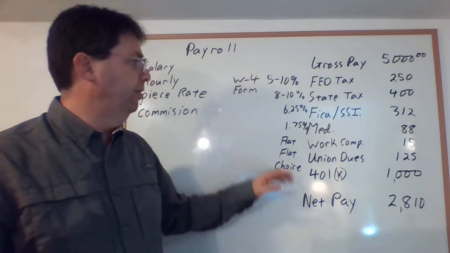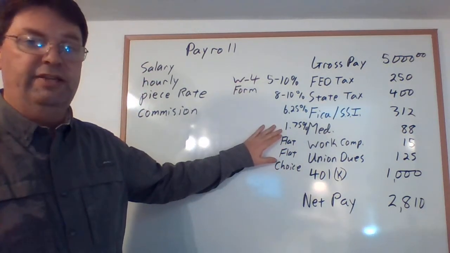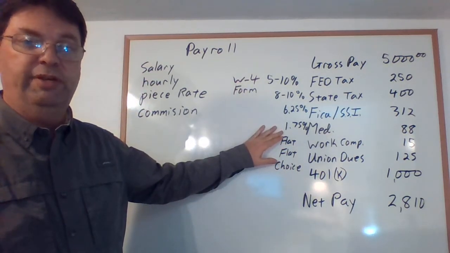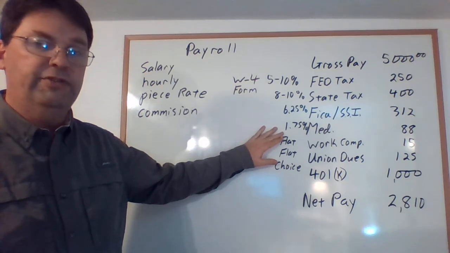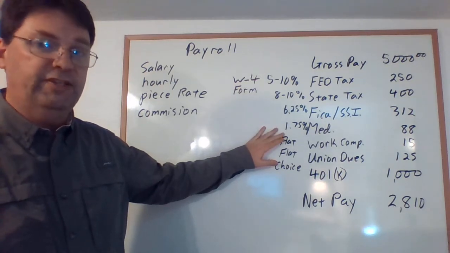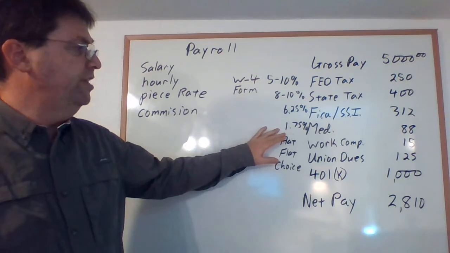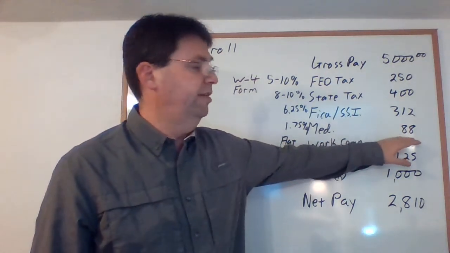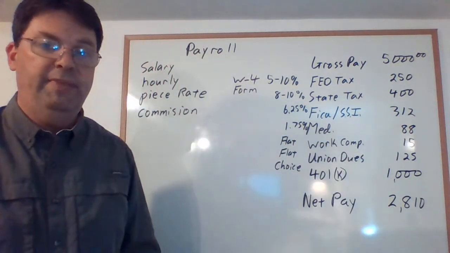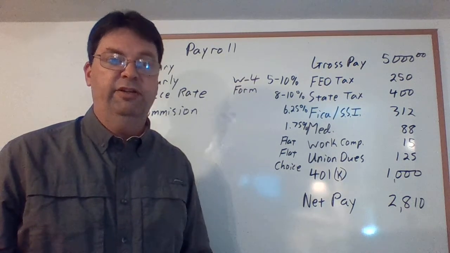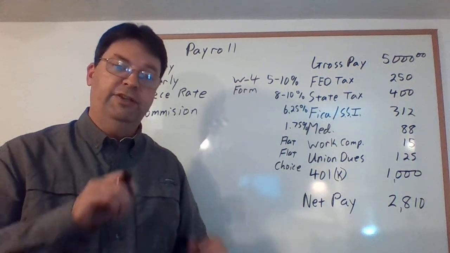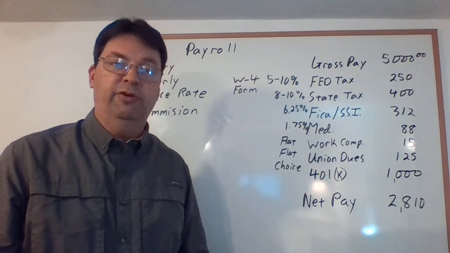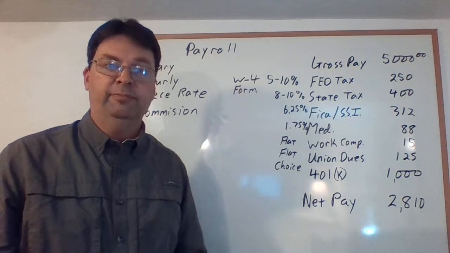The fourth thing you want to calculate is Medicare. This is paying for prescription and treatments and doctor's visits for old people. If you're 65 or older, 1.75 goes into a program called Medicare and Medicaid, so you might see that on your pay stubs. And that also gets mailed off to a separate program at the federal level.